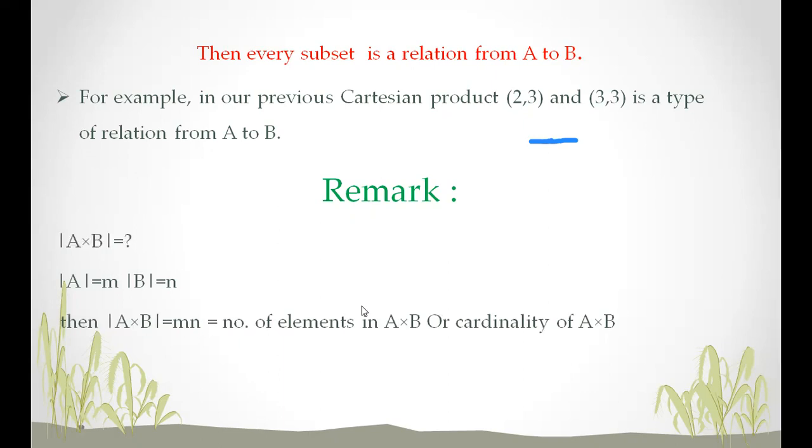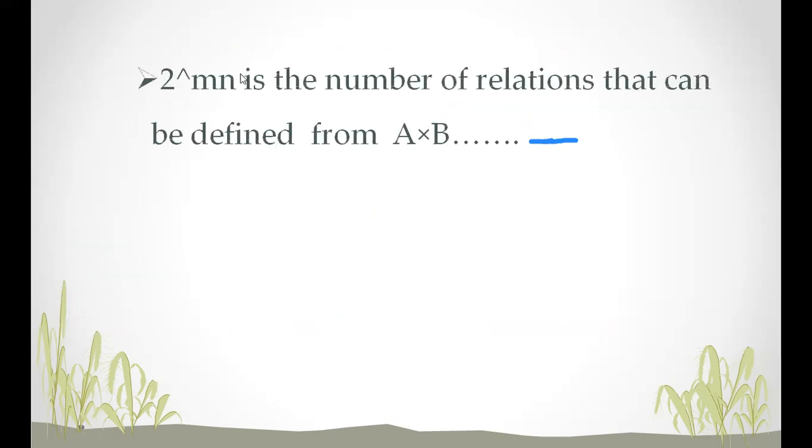See some examples. 2 raised to the power mn is the number of relations that can be defined on the Cartesian product. How many relations can we define on a set? 2 raised to the power mn is our main formula that tells how many relations can be defined on A cross B, the Cartesian product of A and B.